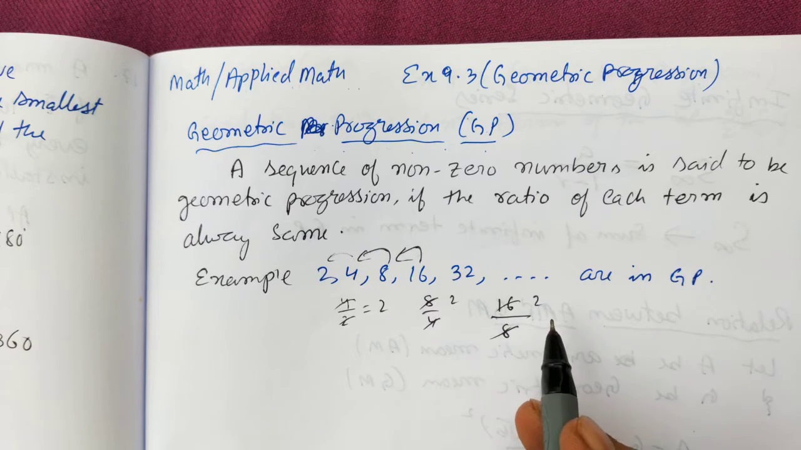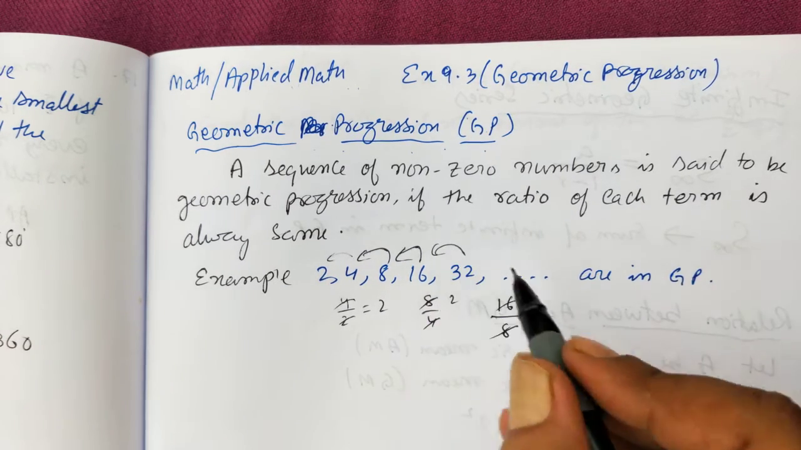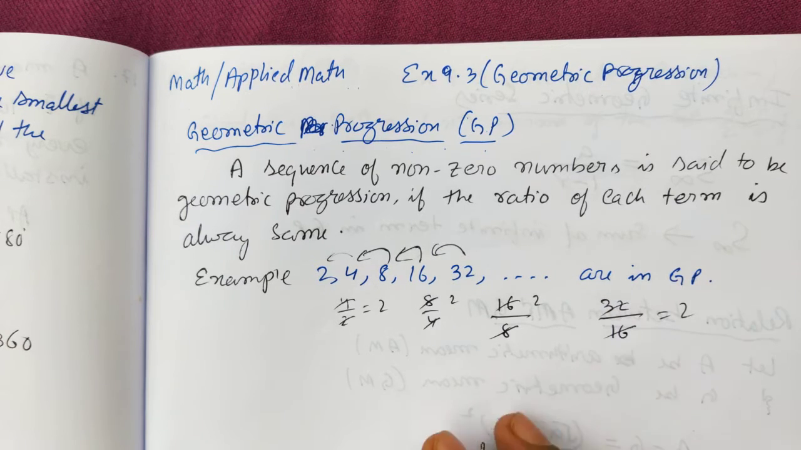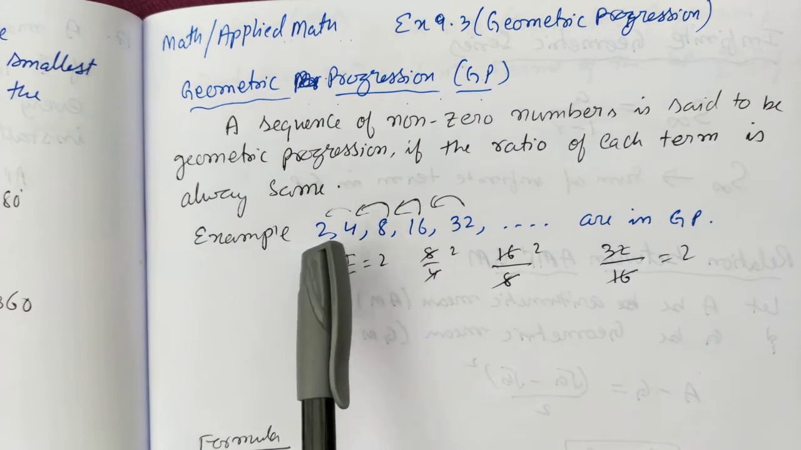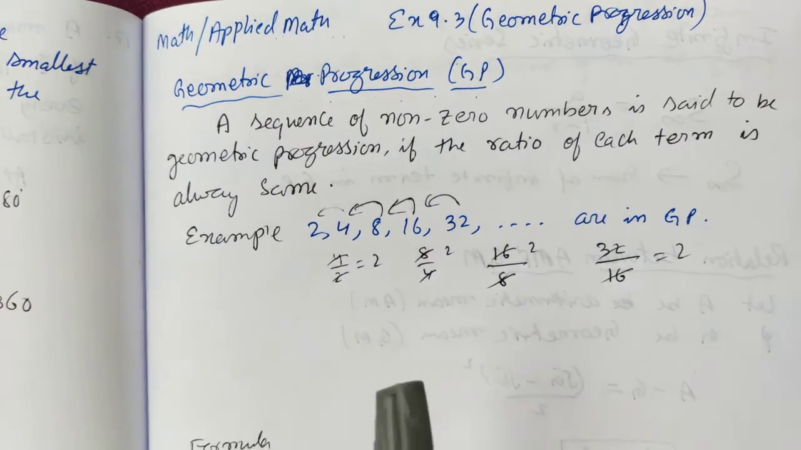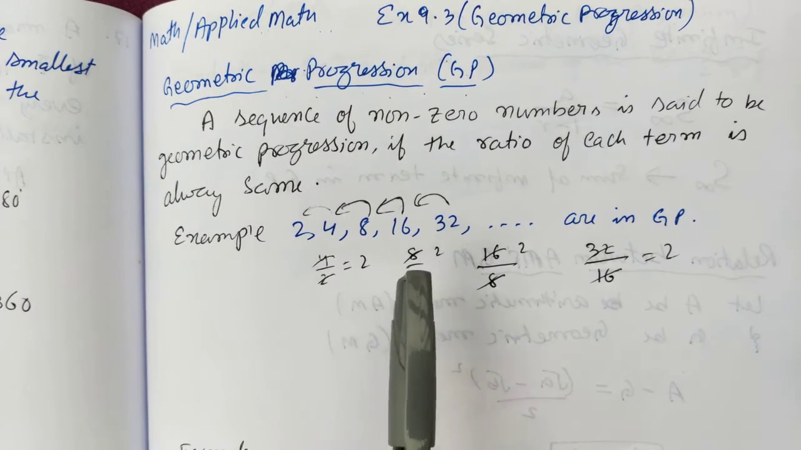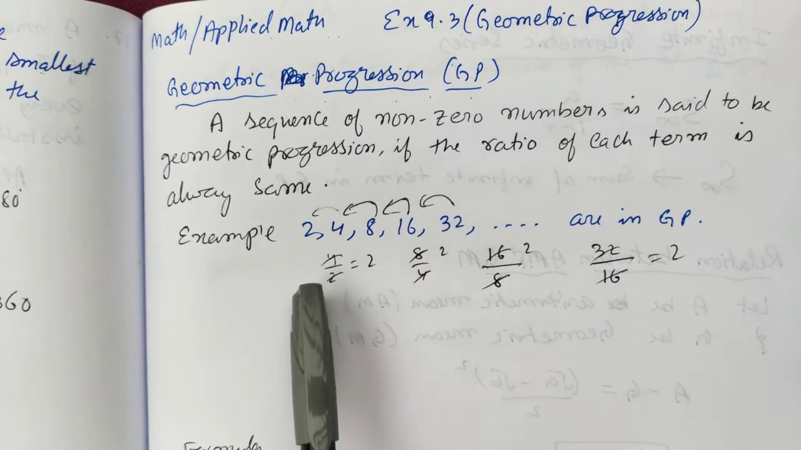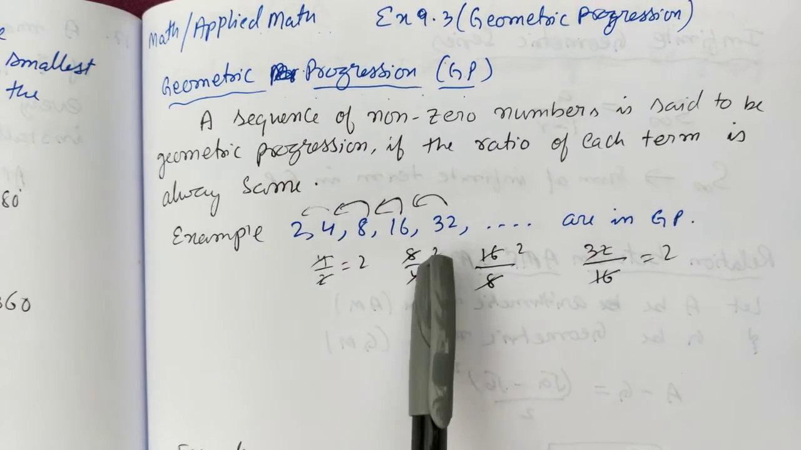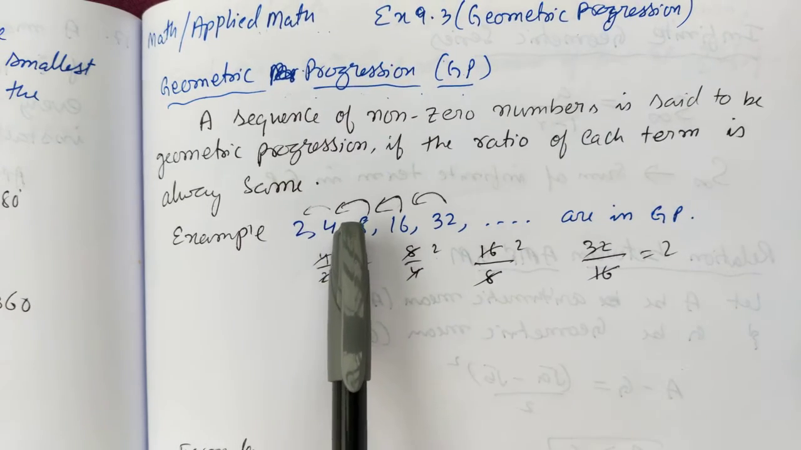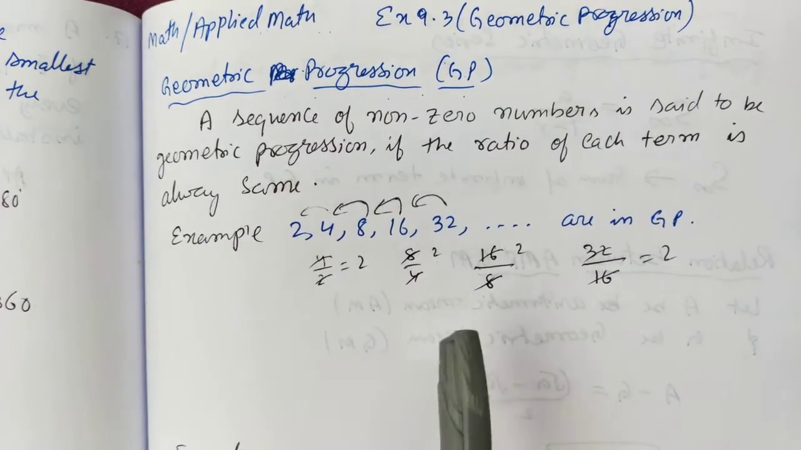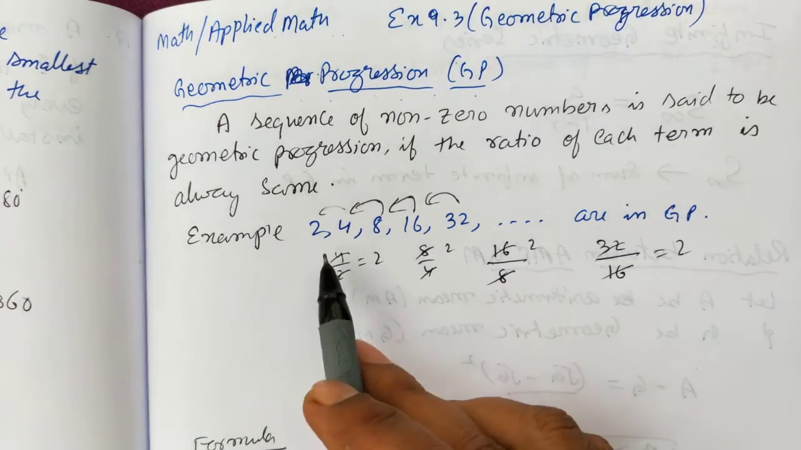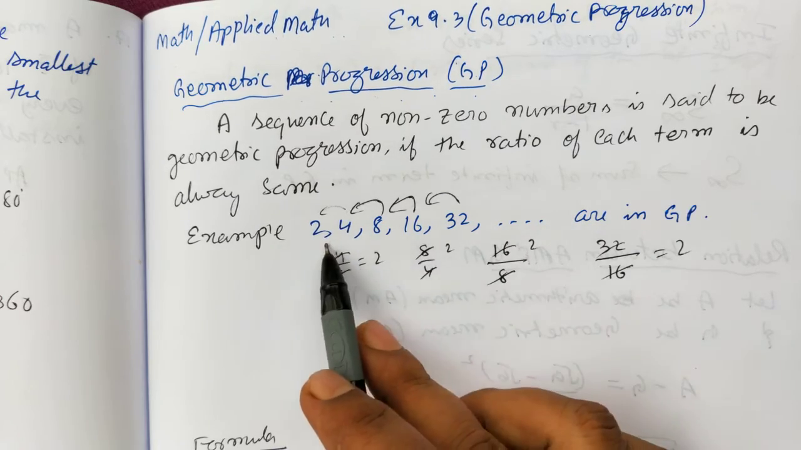So if the ratio is always the same, then we call it GP. If I divide these two, 32 divided by 16, we get 2. In arithmetic progression, we go either addition or subtraction, increase or decrease by some amount, and here the common ratio is the same. To find the common ratio we divide second by first or third by second, whatever it may be. So this sequence is in GP.